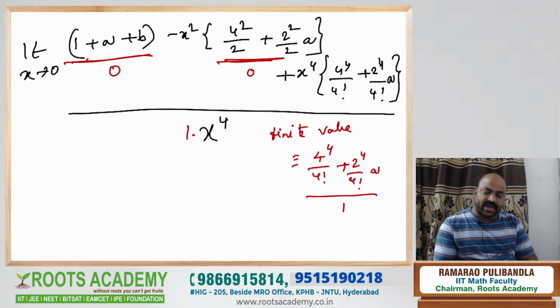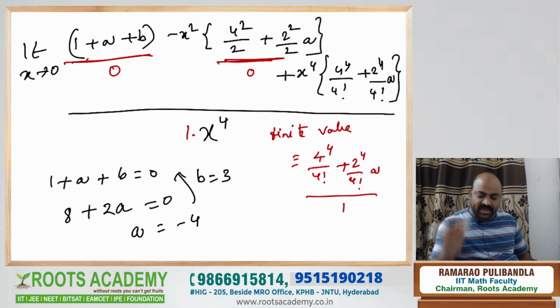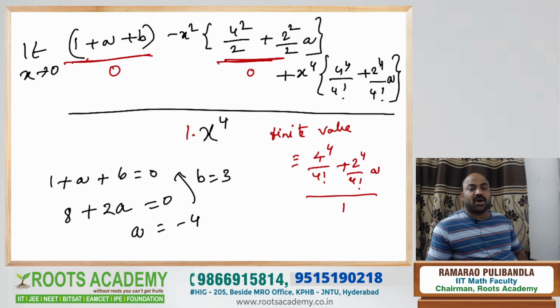Then what is the question here? The question is finding a and b. So 1 plus a plus b is 0, and this is 6, which means 8 plus 2a is 0. So a is minus 4 and b is 3. I think all of you got it.